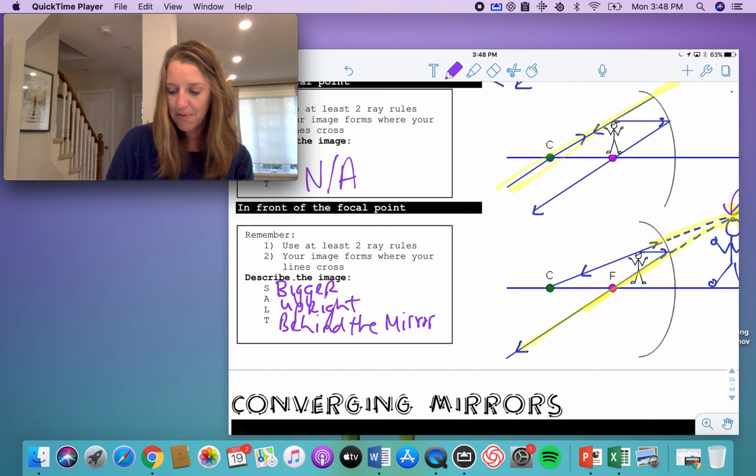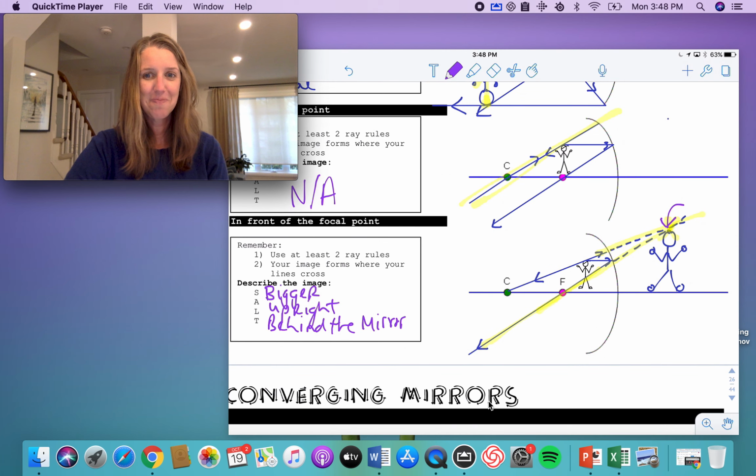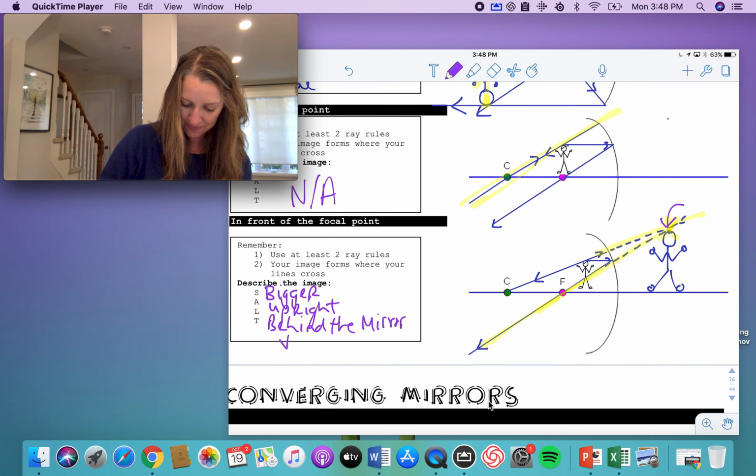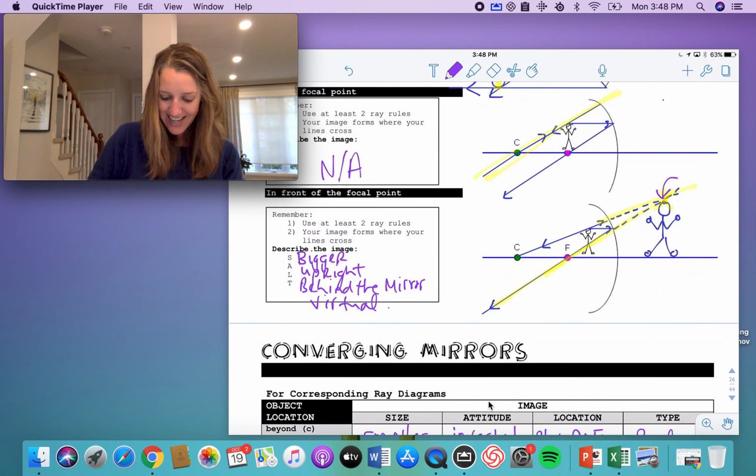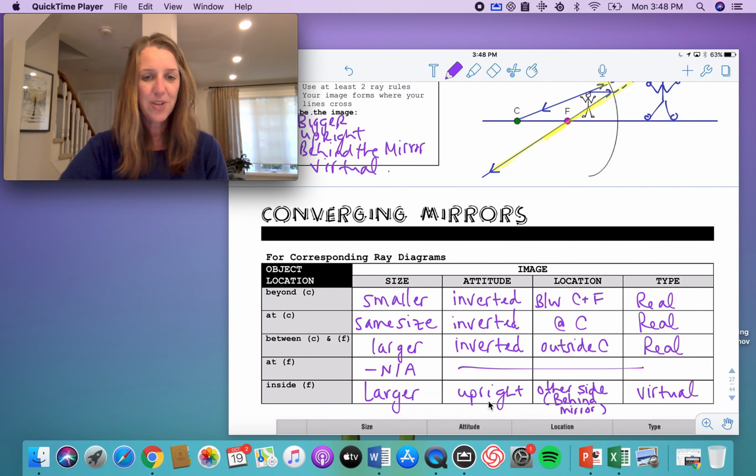And what about the type of image? Real images are in front of the mirror. Virtual images are behind the mirror. Is this a real or a virtual image? Virtual. Very good. Okay, now you're going to go through and work through this on your own.